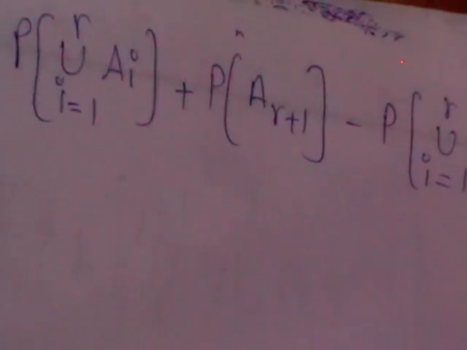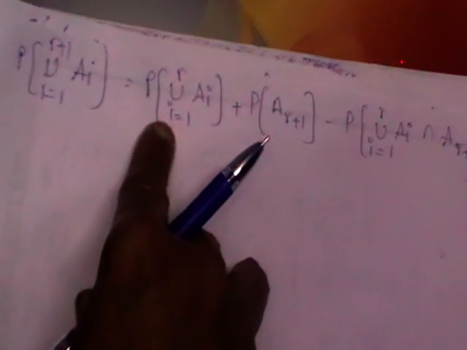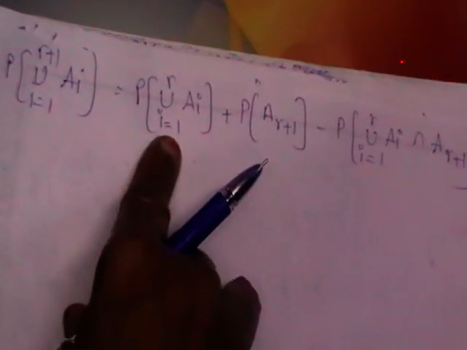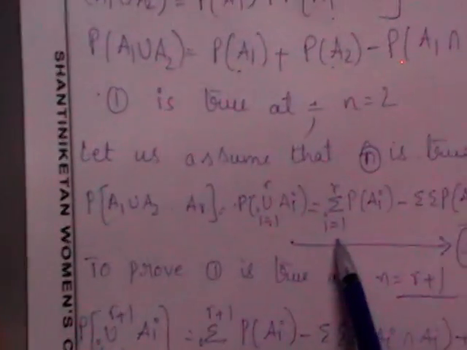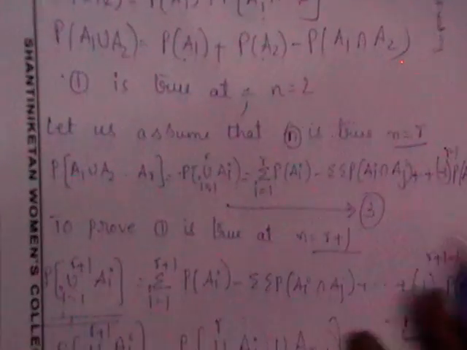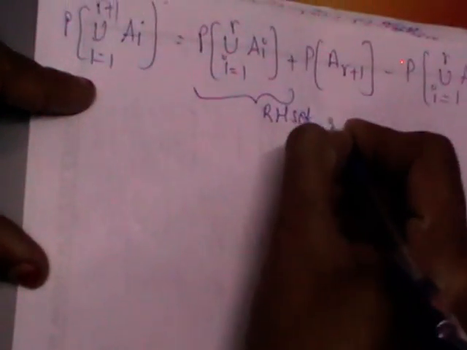Can I write it this way? In place of A1 you have union i equals 1 to r of Ai, and in place of A2 you have P of A(r plus 1), minus union i equals 1 to r of Ai intersection A(r plus 1). So what is union i equals 1 to r of Ai? We have assumed that it is true for n equal to r. So we can replace it with the RHS of equation number 3.